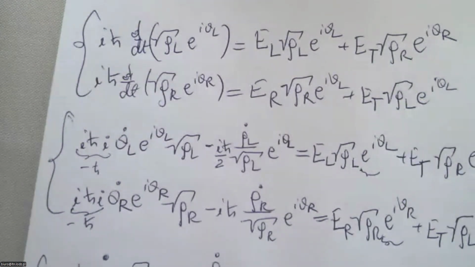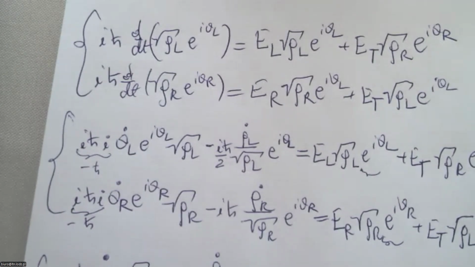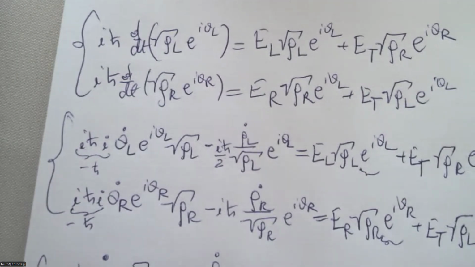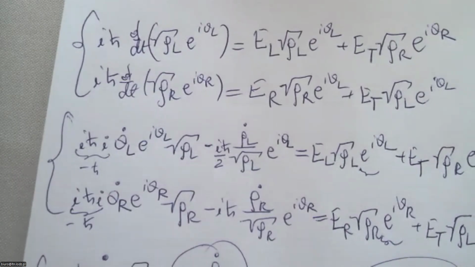Right, and at first I will take the imaginary part of both sides, right? Imaginary part. So this guy is imaginary and this guy is imaginary. Do you understand what I'm saying?